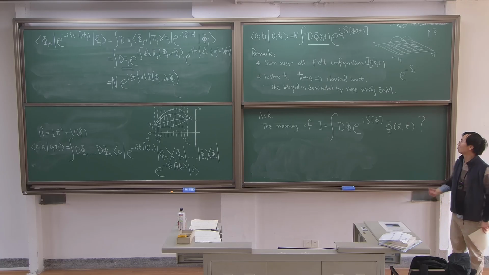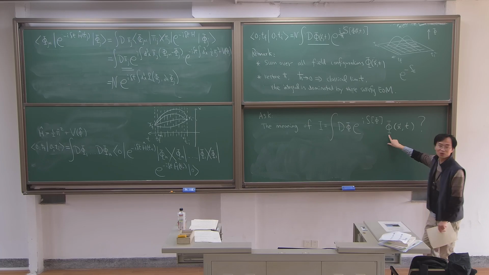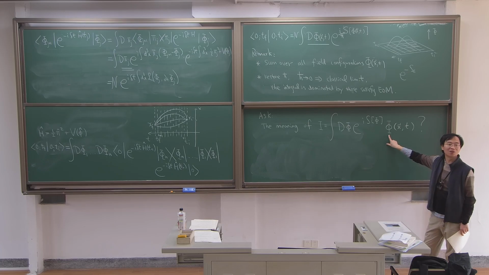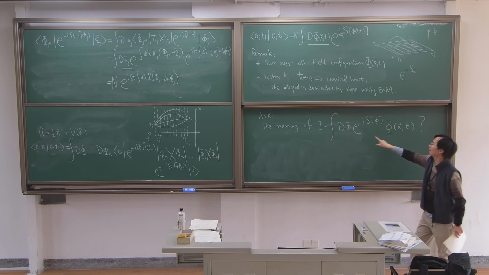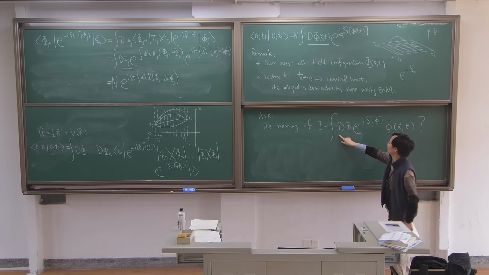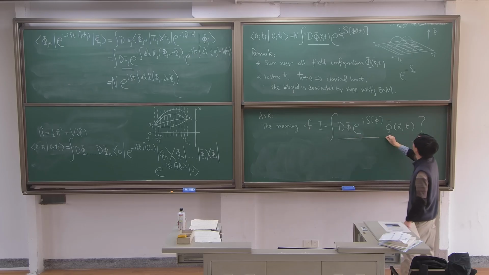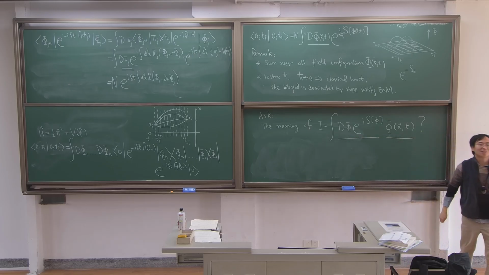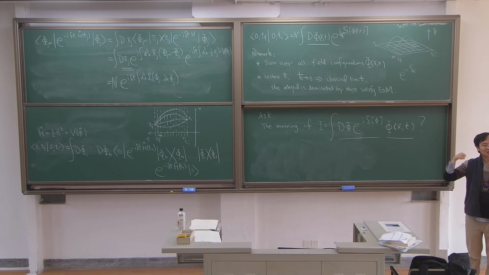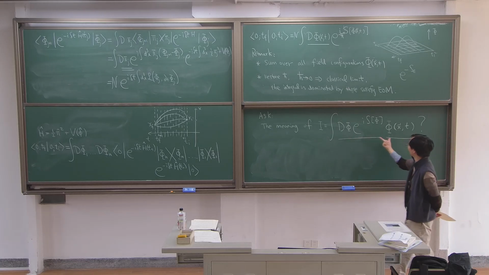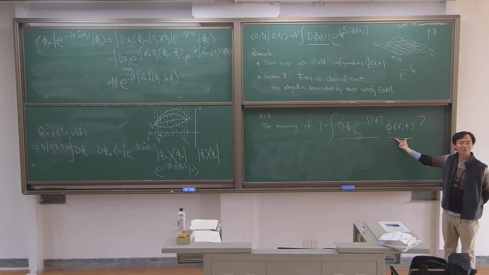Insertion means I have additional field here in the integral. When you do this sum, not only for this piece, but I have another field phi here. Insert one more field. That's perfectly well defined, right? It does not give you additional complication. If you know how to deal with this part, you should know how to deal with this part, no?